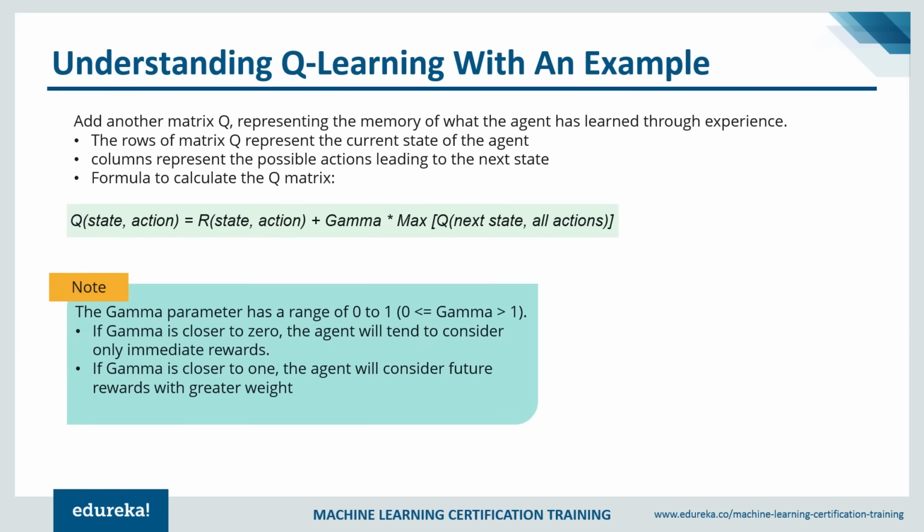So what we need to do is add another matrix Q representing the memory of what the agent has learned through experience. The rows of matrix Q represent the current state of the agent, whereas the columns represent the possible action leading to the next state. Now, the formula to calculate the Q matrix is: Q of a particular state and the given action is equal to R of that state and action plus gamma, the parameter we discussed earlier, which ranges from 0 to 1, times the maximum of Q of the next state, comma, all actions. So let's understand this with an example.